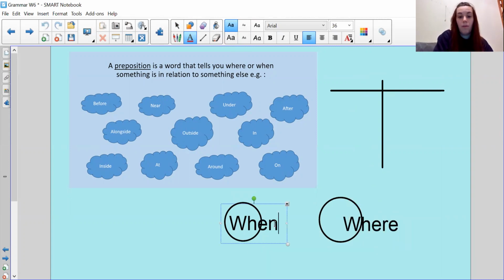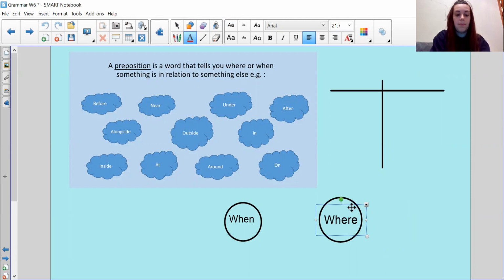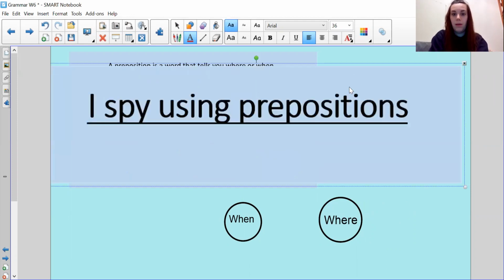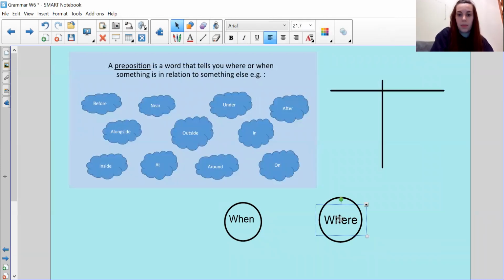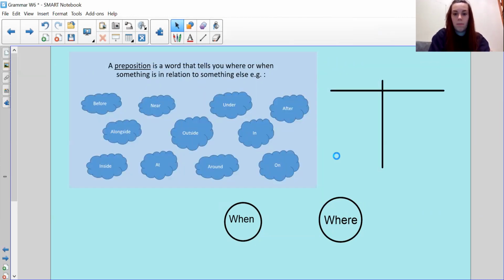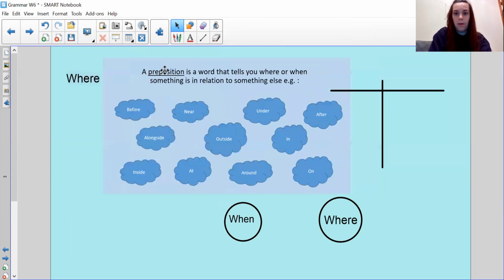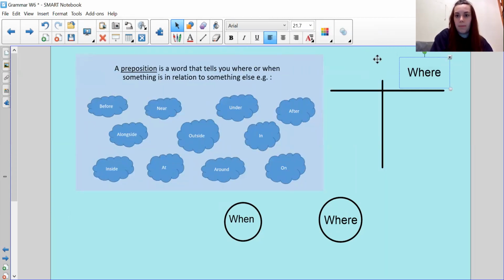If you're using Teams, that's fine. Please just get some paper and have a go. If you're not using Teams, then you can do this on the piece of paper you've already got in front of you. So you might need to pause to go and grab some paper. This is just a quick warm up to see if we know our when and our where words. You can do a mind map or you can do a table. So put where in one side and when in the other.